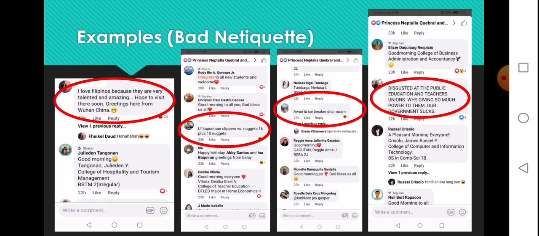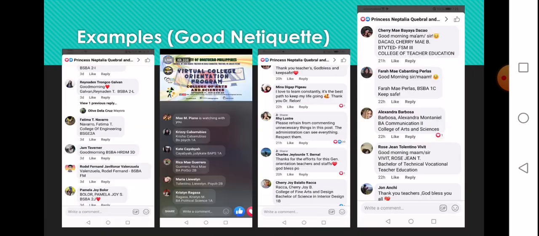Okay, now we have here an example of bad netiquette. And we also have an example of good netiquette.